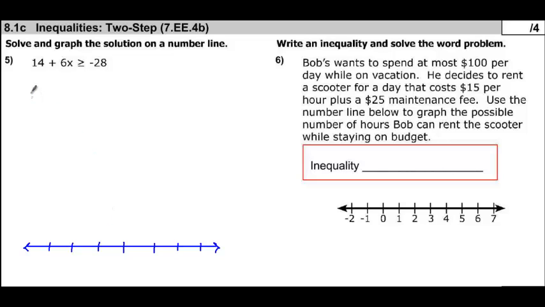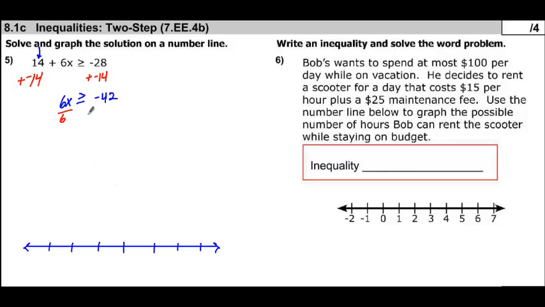The first step with something like this is exactly the first step if we were solving a two-step equation. We are going to add the opposite to both sides. So we're going to add negative 14 to cancel out the 14. We're canceling out this constant amount. We're leaving the x alone to start with, and we're canceling out the constant. This gives us 6x is greater than or equal to, since we have two negatives here, we're going to put these together. 28 and 14 makes 42, so we have negative 42.